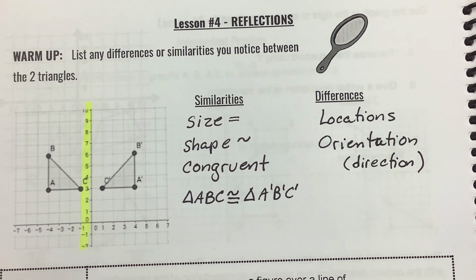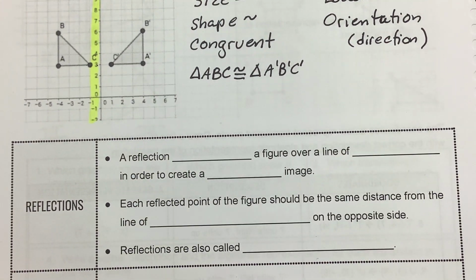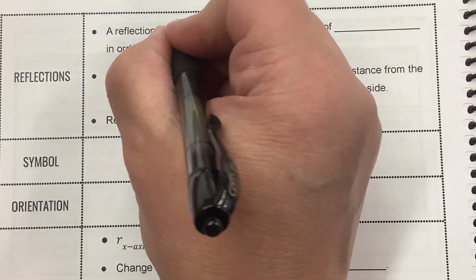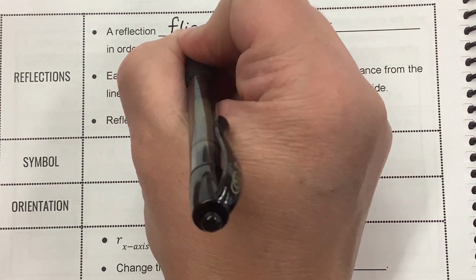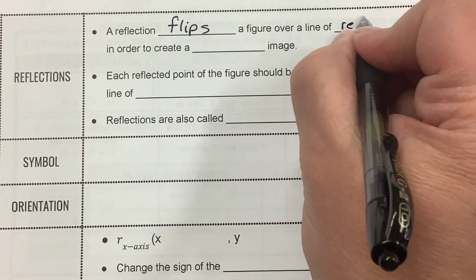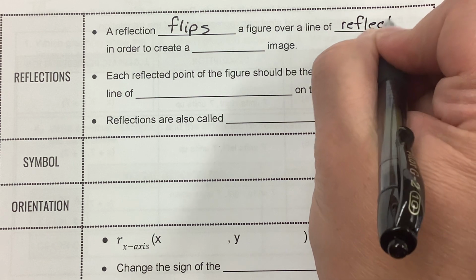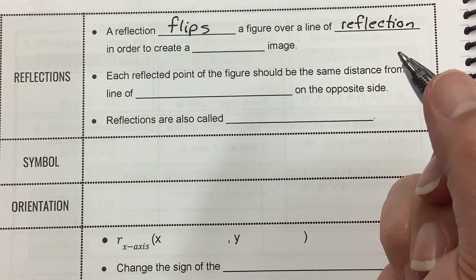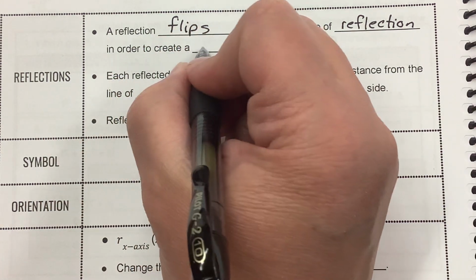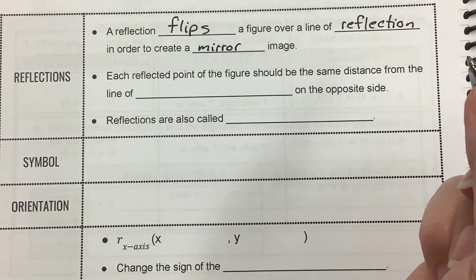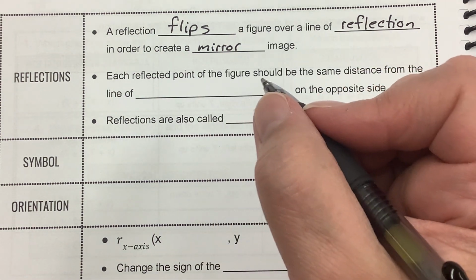All right, so a reflection, let me move this all the way up. Here we go. Flips a figure over a line of reflection. Sometimes I'll call it a line of symmetry, but I'm going to stick to line of reflection in order to create a mirror image where everything is the same but on the opposite side.